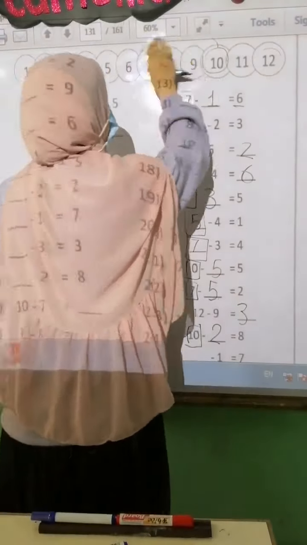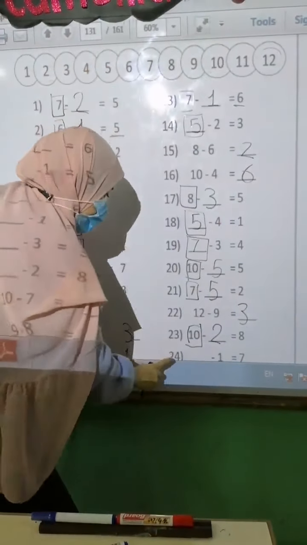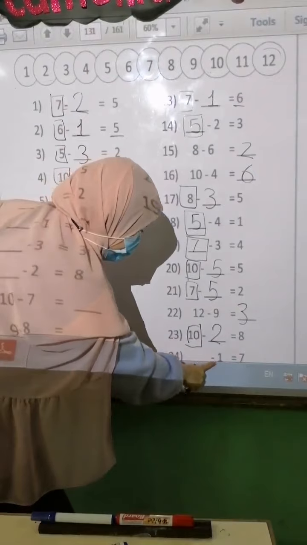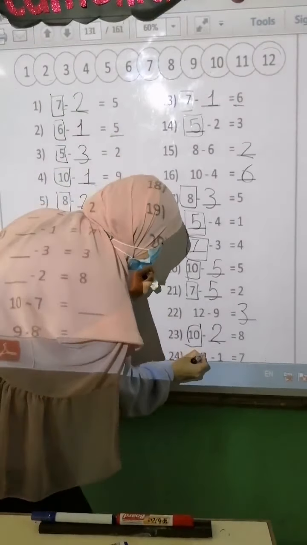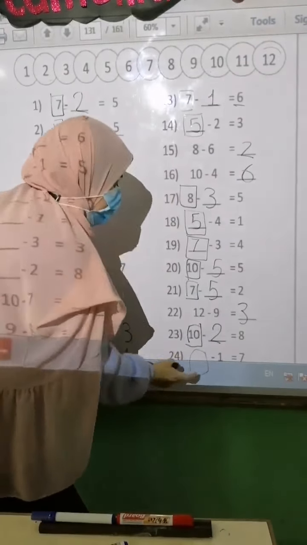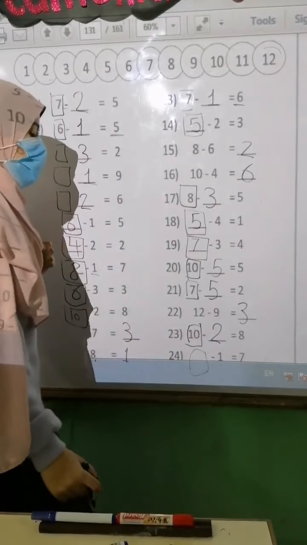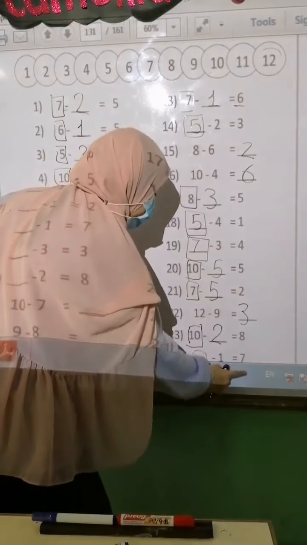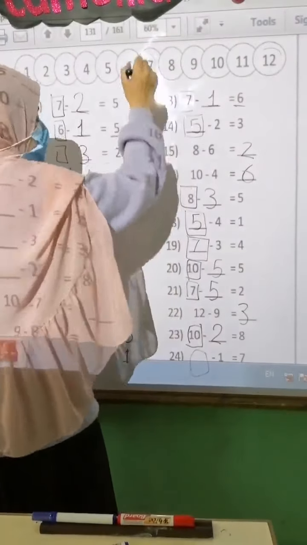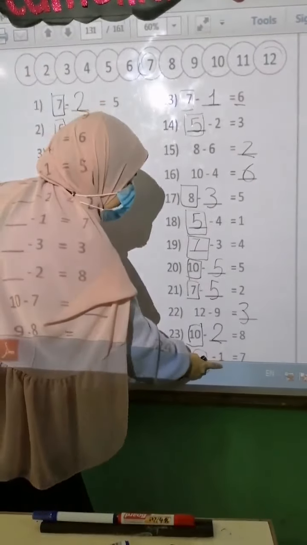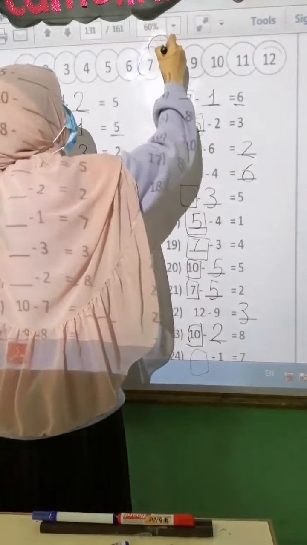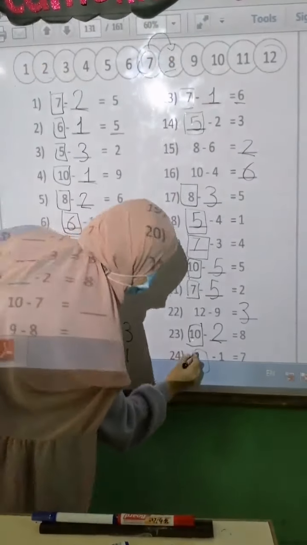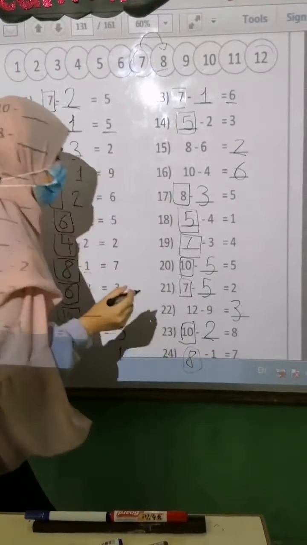Problem number 24. Missing number minus 1 equals 7. The greatest number is always at the first. Is it here or is it missing? No, it's missing. So circle the bigger number, 7 and 1, 7. And go forward. How many steps? 1. The answer is 8. 8 minus 1 equals 7.